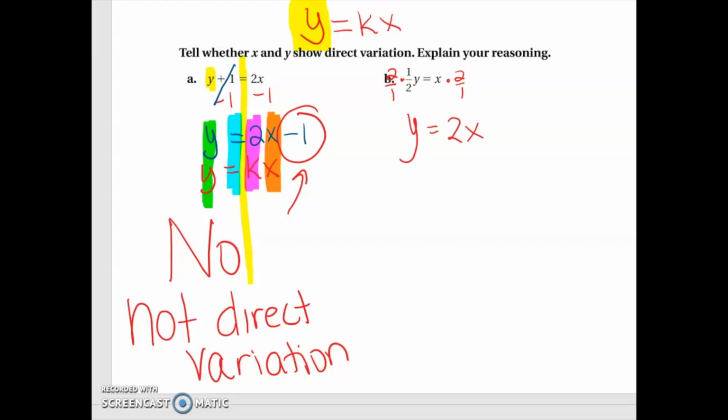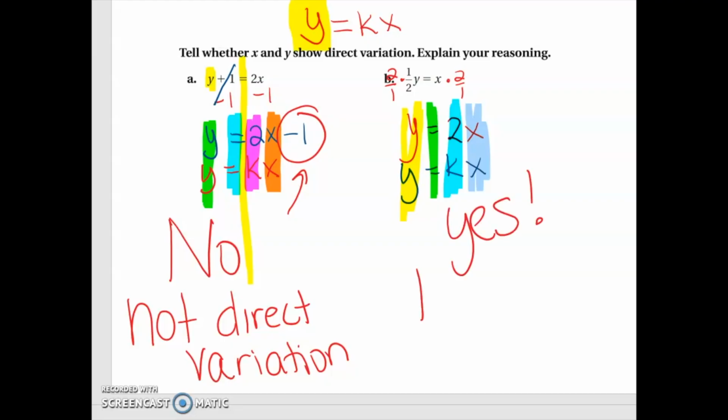All right, then right underneath, I'm going to write y equals kx, and I'm going to see if they match up. So my y's match up, my equal signs match up, my 2 matches up with the k, and yay, my x's match up. So there's no extra parts. So we would say, yes, this is a direct variation.